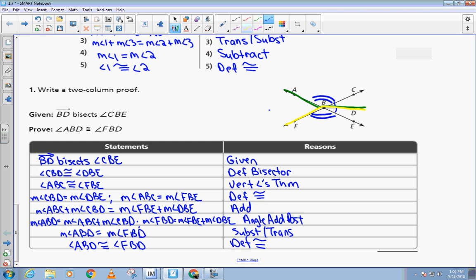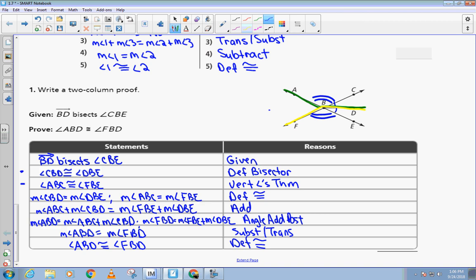Now, since we're going to be doing some adding and whatnot, some substitution probably, I need to be in equality mode. So what I did is I took these two right here and I changed it to equality statements. I took this, I changed it to equals, and I changed this one to equals, by the definition of congruence.